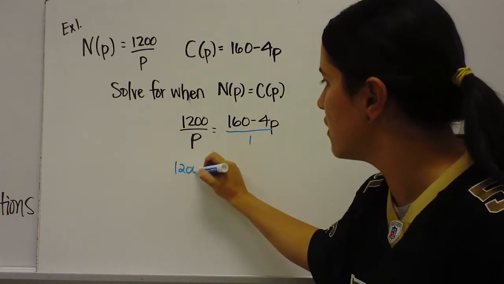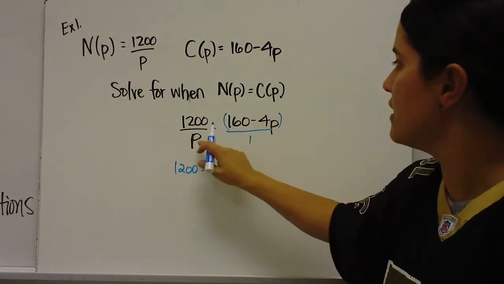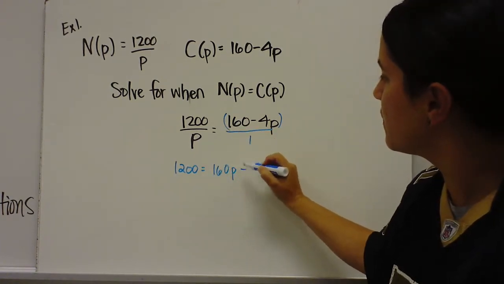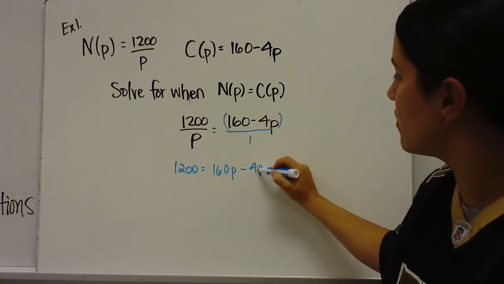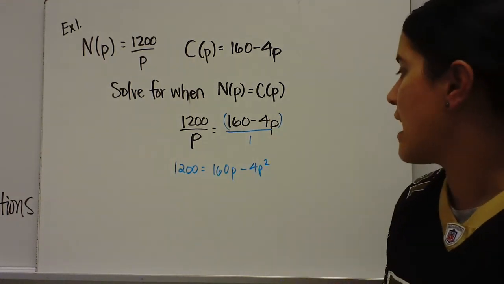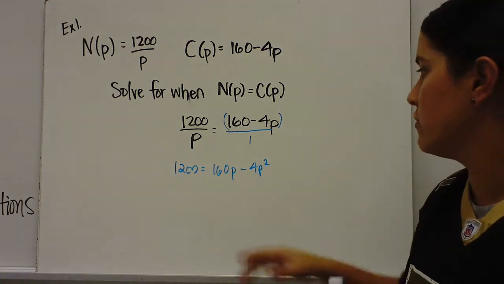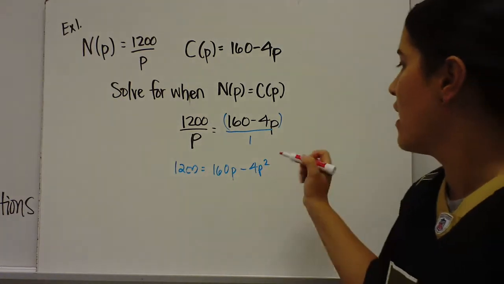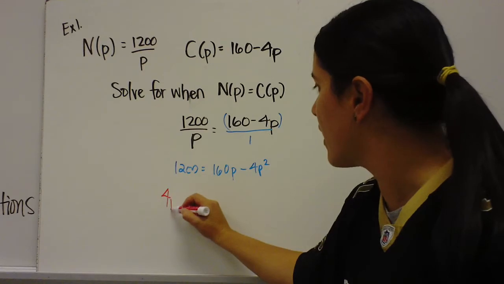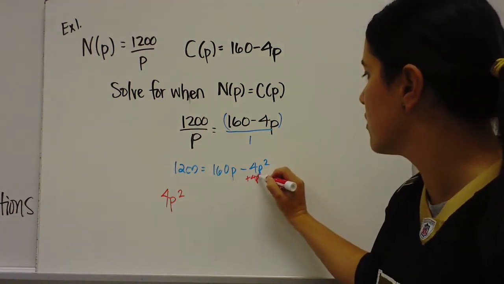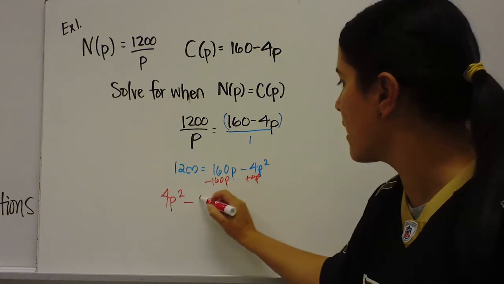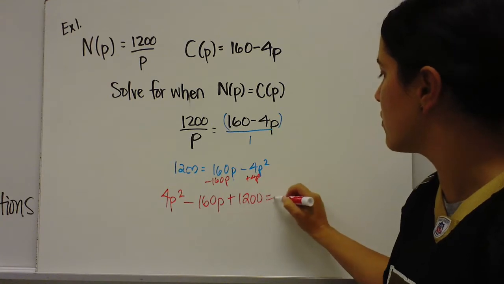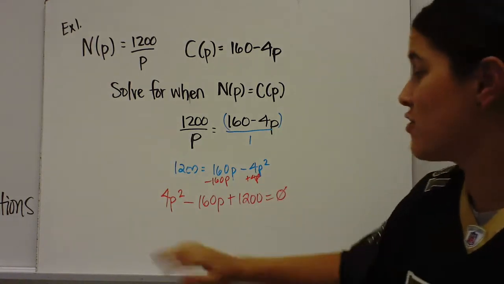1200 times 1 is 1200, and P times this, you're going to distribute. P times 160 is 160P. P times 4P is 4P squared. Now I move my 1200 over, or I move this over. Let's move this over so I can have a positive P squared. I'm going to move both of these over, so I'm going to have a positive P squared, minus 160P plus 1200 equals 0. Now I have a quadratic equation that I know what to do.